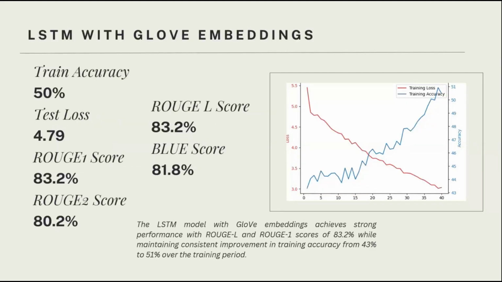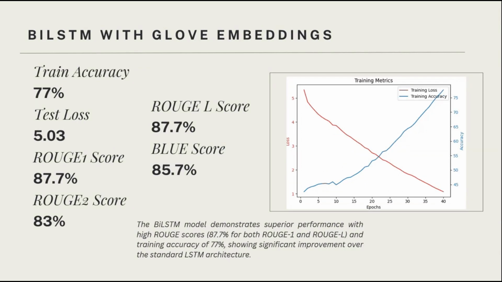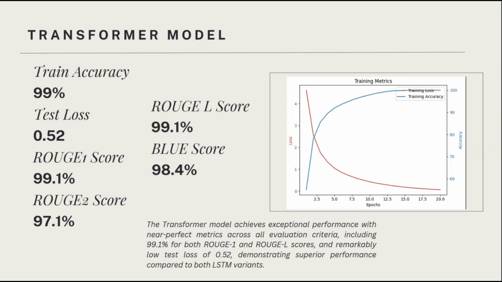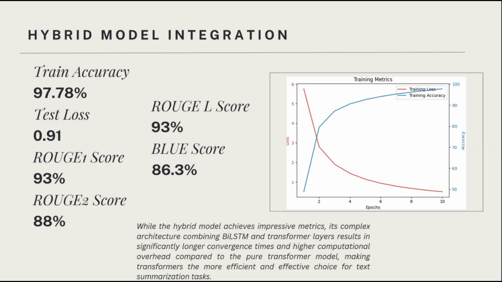The LSTM model achieved average ROUGE and BLEU scores of 80.2% with a training accuracy of 50%. The BiLSTM model had improved results with ROUGE and BLEU scores of above 85% with a training accuracy of 77%, which is better than LSTM. The transformer model achieved near perfect scores with more than 97% for all the ROUGE and BLEU scores. The training accuracy was 99% with a low test loss of 0.52. Our hybrid model combining BiLSTM and transformer layers also performed well but fell slightly short of the pure transformer. It achieved 93% for ROUGE 1 and L and a BLEU score of 86.3%.